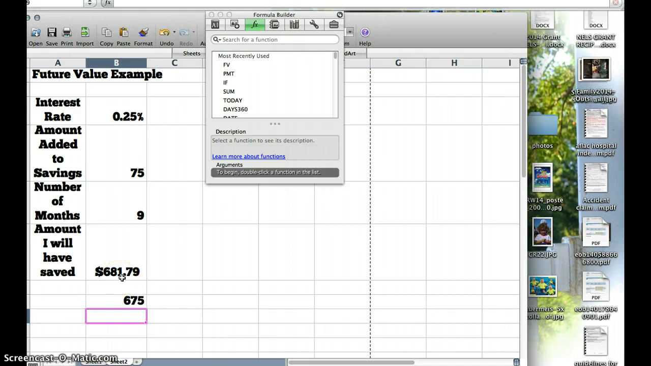And actually, if I'm only adding $75 each month, it probably wouldn't even be that much, because banks try to calculate interest a little bit differently. But you get the idea that I would still have $681 to spend if I start saving right now for this trip.